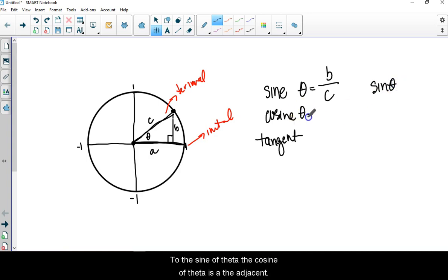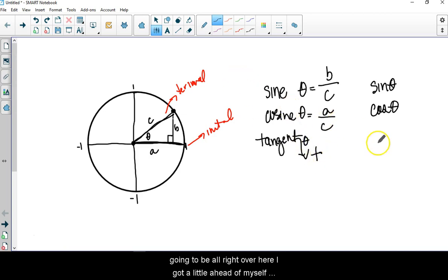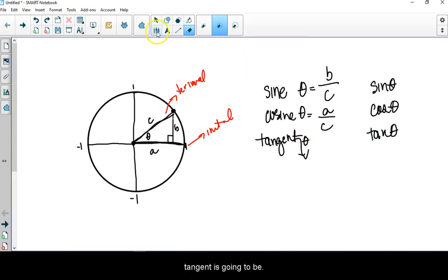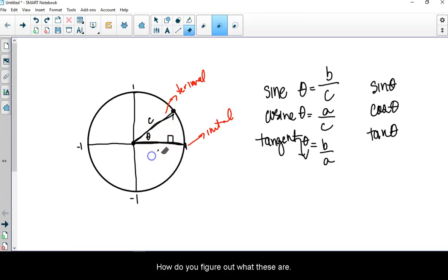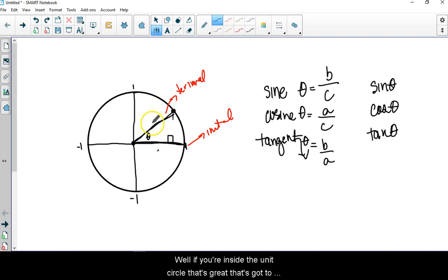The cosine of theta is A, the adjacent, over the hypotenuse, that longer side. We just call that cos. And then there's my nemesis, tangent. And the tangent is going to be, I'll write it over here. I got a little ahead of myself. Tangent is going to be the B over the A. Now, how do you figure out what these are? Well, if you're inside the unit circle, that's great. That's got to be a 1.